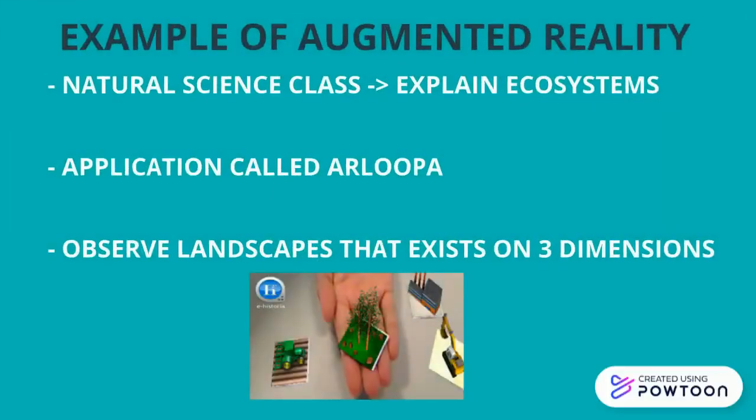We could use augmented reality in a natural science class. We must explain to children the different types of ecosystems. Thanks to an application installed on mobiles or tablets called Arlopa, children will be able to observe the different landscapes that exist on Earth in 3 dimensions.